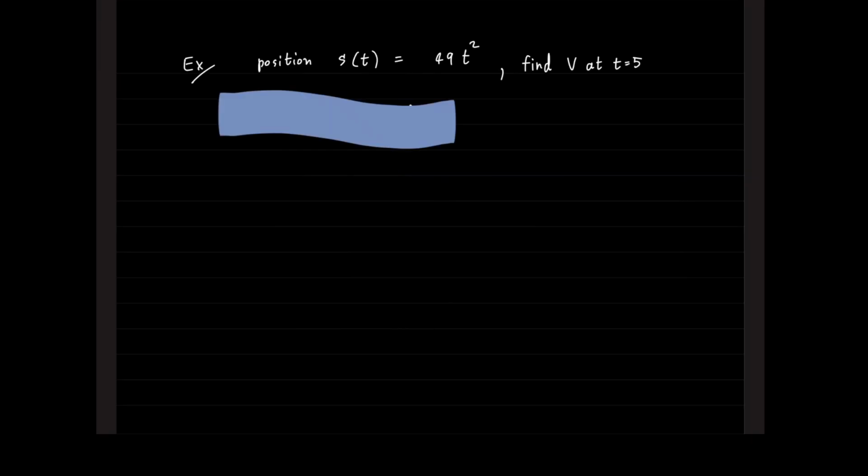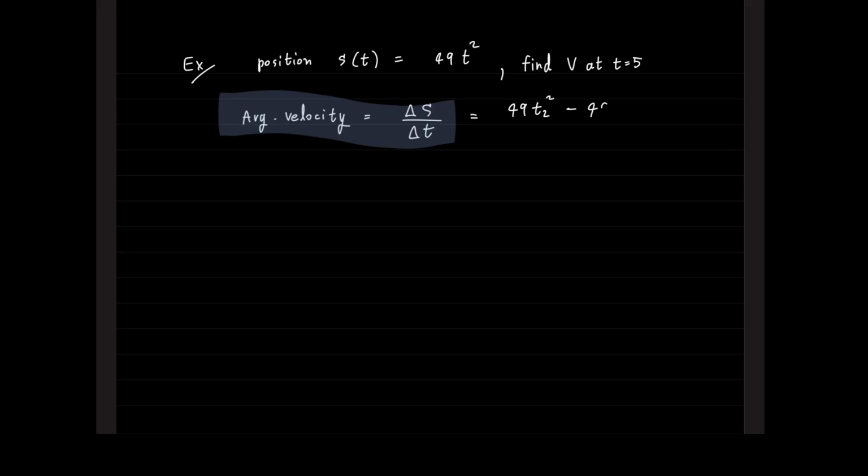Here's another example of using limits. We have position s as a function of time t. They're asking us how to find the velocity v when t equals 5. We know that the average velocity is the change in position divided by the change in time. In this case, it is 49 t2 squared minus t1 squared, divided by t2 minus t1.